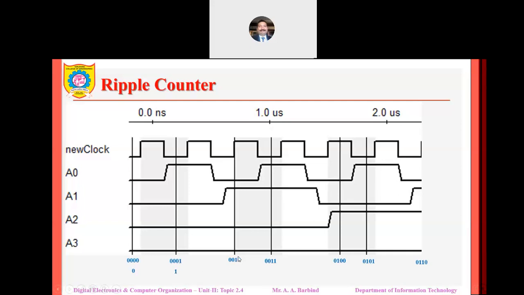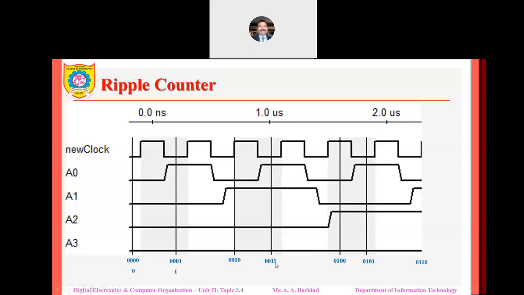Then at this instance of time, the output of the flip-flops is 0010. So A1 is 1, whereas the rest of the outputs are 0. It remains the same until the next negative edge is encountered, at which time its output will be 0011. Like that, the next change is here, which is 0100. After that, the next change is here, 0101, then 0110.